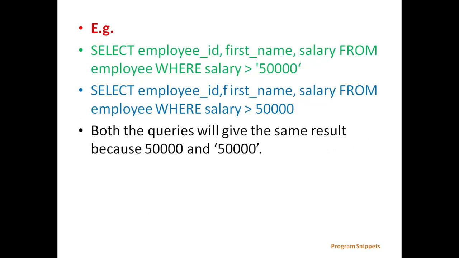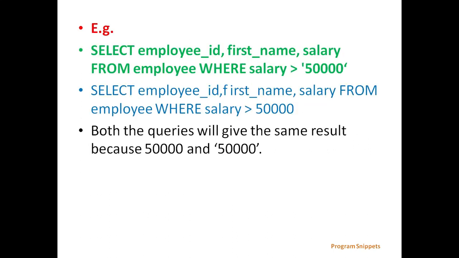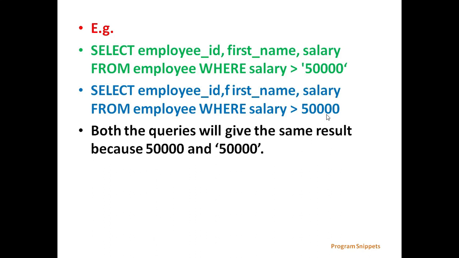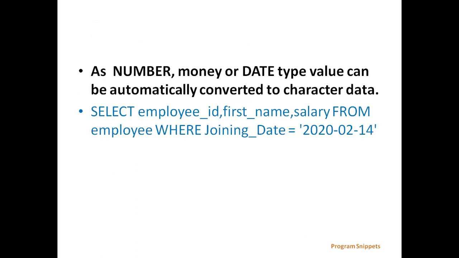For example, if we write a query, select employee ID, first name, salary from employee where salary is greater than '50,000', and here 50,000 is given in single quotes, it will display all the employee records whose salary is greater than 50,000. And if we use the same query, where salary is greater than 50,000, but here 50,000 is defined as an integer, that is, single quote is not provided, when we execute both these queries, it will give the same result, since 50,000 and '50,000' in single quotes are the same. As number, money or date value can be automatically converted to character data.